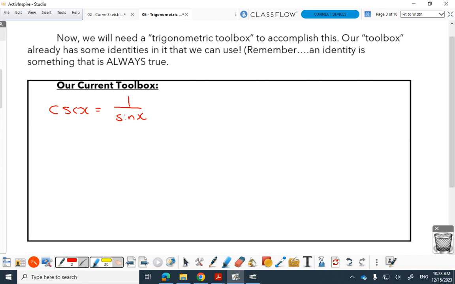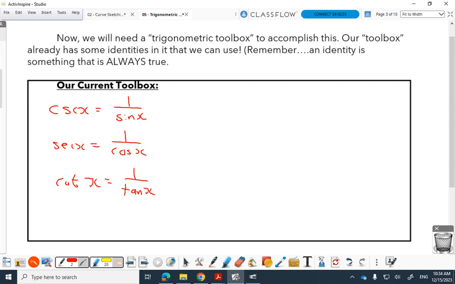Cosecant. It's 1 over sine. Secant. 1 over cos. And cotan equals 1 over tan. There's your current trig toolbox. And I'll say it that way every time. I'll try and say it dramatically so you know what you're looking for. Those are the current set of weapons we have.